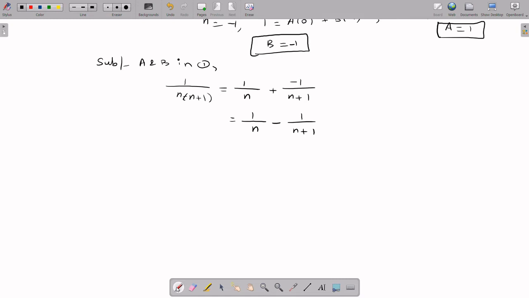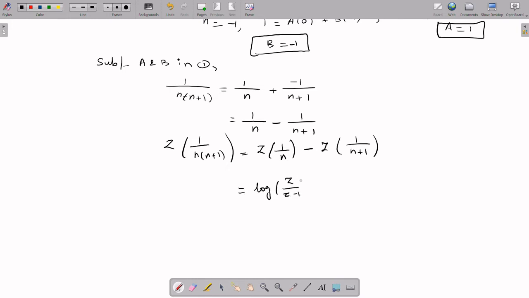Then you have the Z transform of 1 by n into n plus 1 is equal to, since the Z transform is linear, you can take the Z transform of each and every term here. So what is the Z transform of 1 by n? You already know, we just now found out, the Z transform of 1 by n is log of z by z minus 1, isn't it?